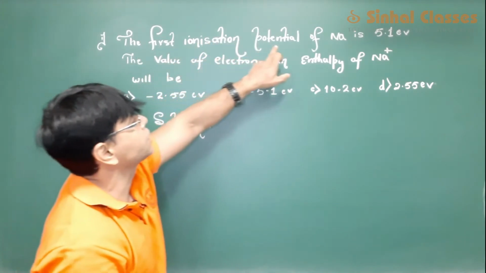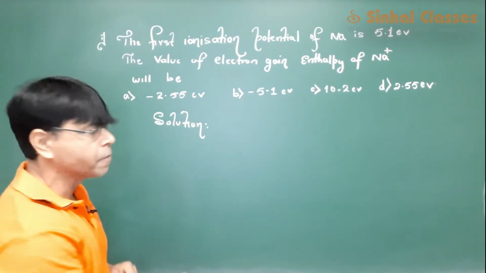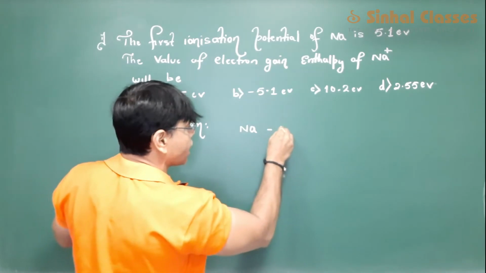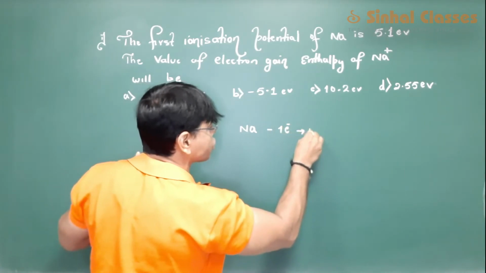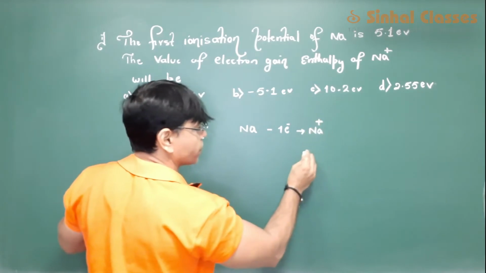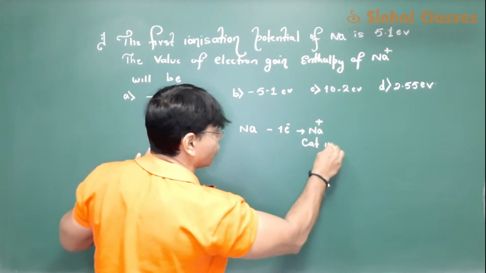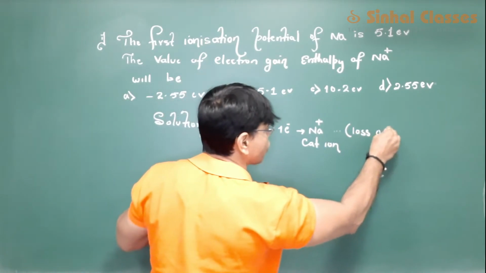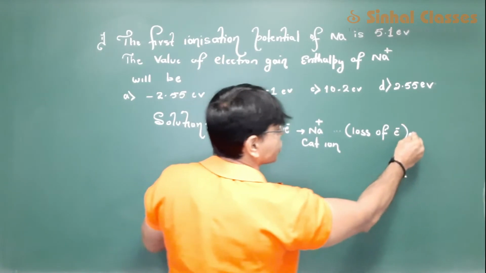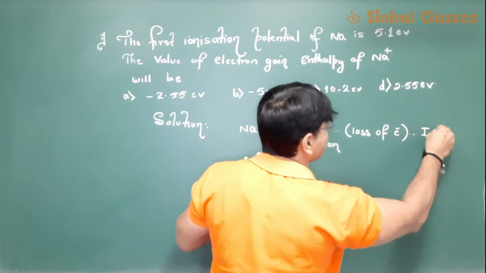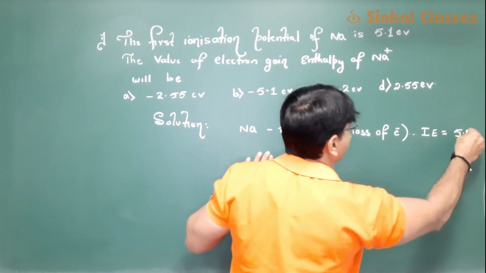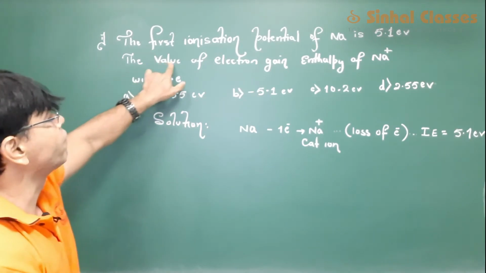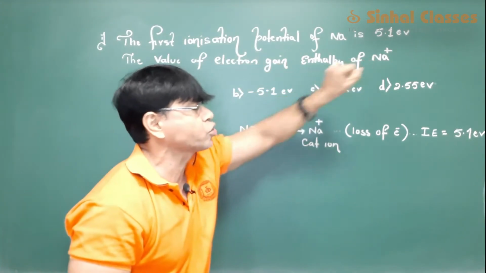The first ionization potential of sodium, what does that mean? It means sodium atom loses one electron and turns into sodium ion. It turns into cations by loss of electron, for which the ionization energy is given as 5.1 electron volt. Now they are asking you the value of electron gain enthalpy for sodium ion.